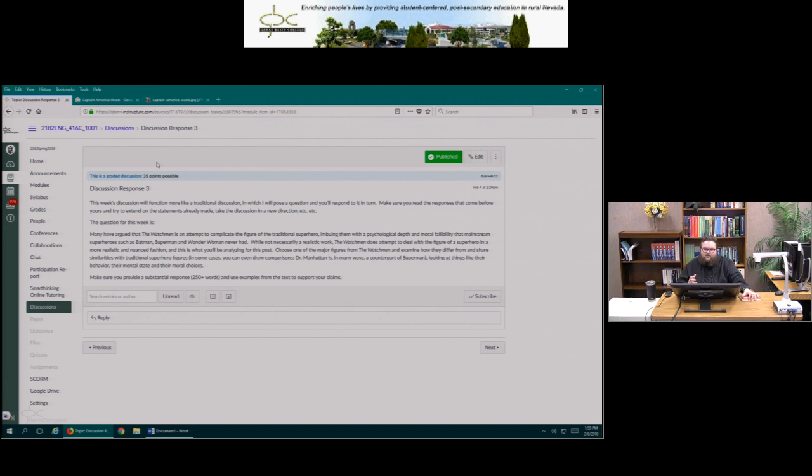So what I'd like you to do is pick one of the major figures from The Watchmen, one of the main characters, and look at how they differ from and share similarities with the traditional superhero figures. Since we're going to be posting these so everyone can read them, it'd be really cool if each of you did a different superhero, tried a different character out of the book and saw what you could come up with.